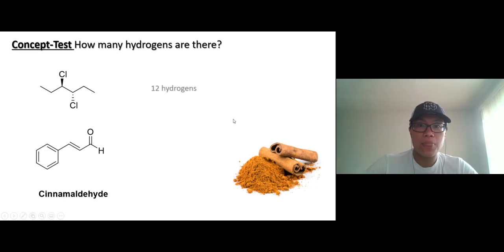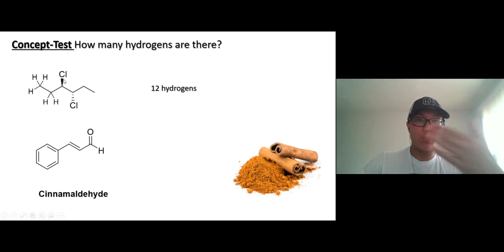So there are 12 hydrogens. Start on the left side. There's 3, 4, 5. There's the one right here. So chlorine points to the front. Oh, but I didn't mention this before. When you see a wedge line, it means pointing toward you, toward your face. If you see a dash line, it means it's pointing away from you.